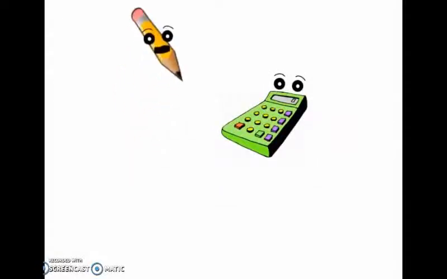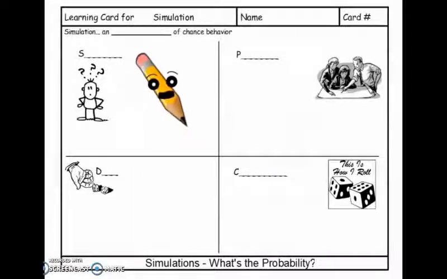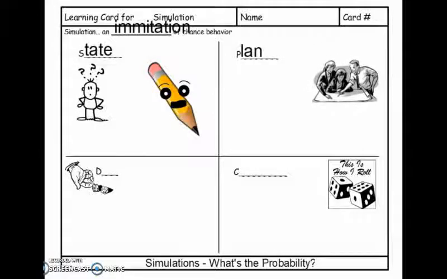Alright guys, let's pull out our learning cards. Well, what is a simulation? A simulation is an imitation of chance behavior. The first step is to state the question. The second step of the process is to plan it out. The third step is to do the simulation or trials. And finally, we conclude and answer the question.